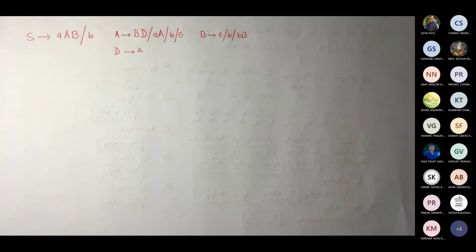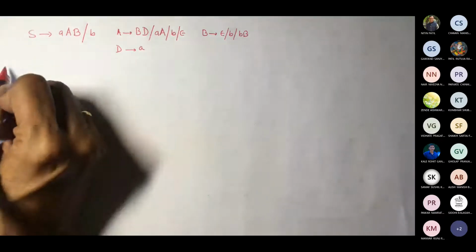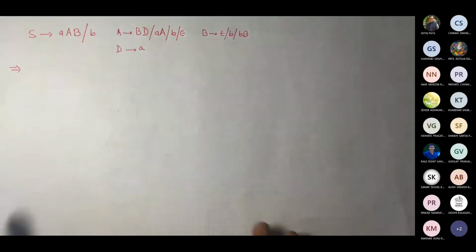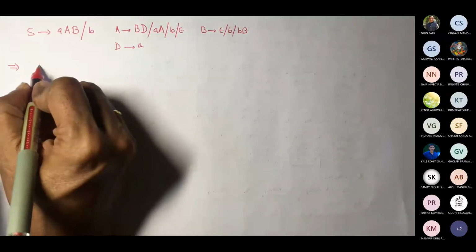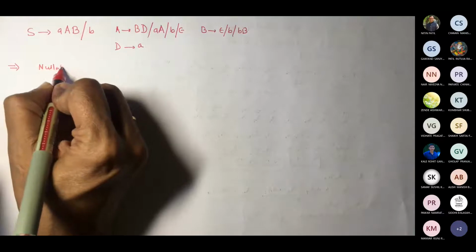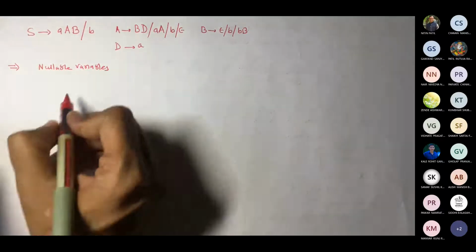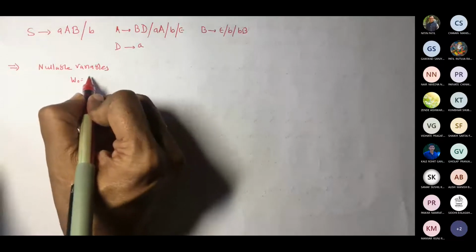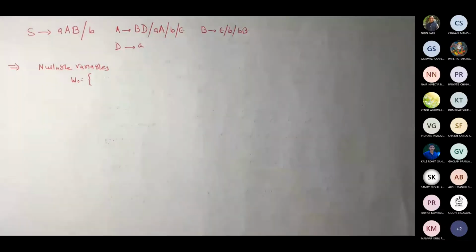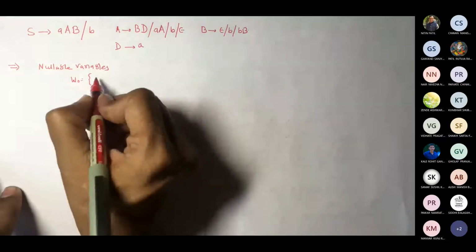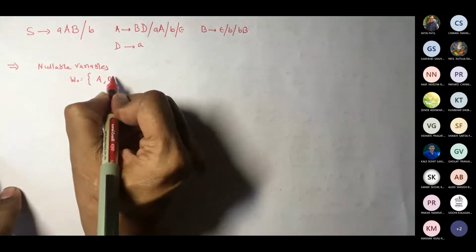And I have to now first create the equivalent CNF. Okay, can you see null productions? How many null productions are there? So first of all, you have to construct nullable variables. So let us add nullable variables. W0 equal to, now see which of them are giving you null. So A is giving you null, B is giving you null.